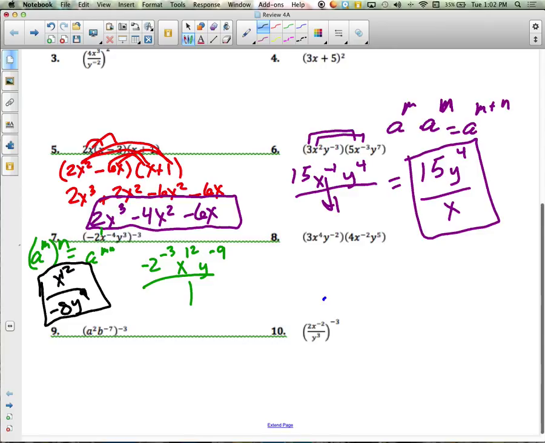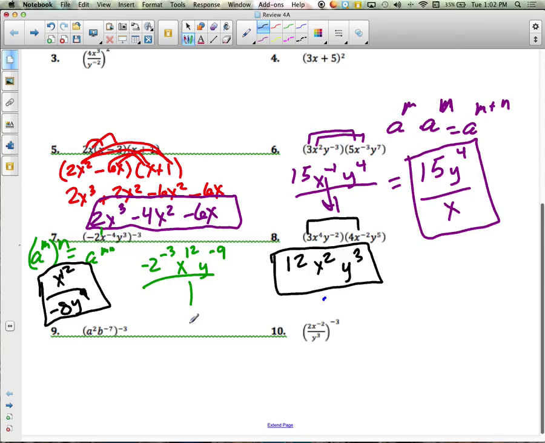Number 8 is just like number 6. We're going to multiply. So I'm going to go 3 times 4 to get 12. X to the 4th times x to the negative 2. I'm going to add the exponents. 4 plus negative 2 is 2. And then for the y, I have negative 2 plus 5, which would be 3. And if you notice, all the exponents are positive, everything's happy, we don't need to make any other changes, we're done.